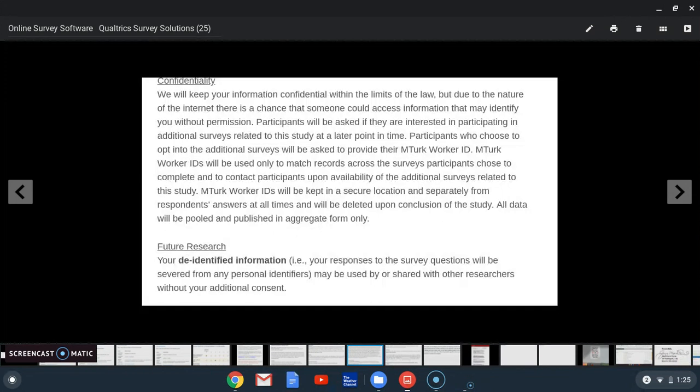Confidentiality, again, this is how they intend to keep your information safe and confidential. And different informed consent will go into different depth about how they handle the data, but they should all basically assure you as to how the data is going to be used and potentially how long it will be stored in some cases. Future research, your de-identified information may be used or shared with other researchers without your additional consent. So again, it's sort of like marketing information where they make you kind of just say yes to everything. You can't kind of pick and choose which elements you like and don't like.